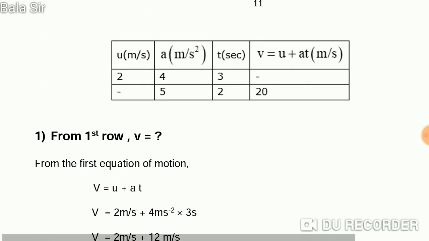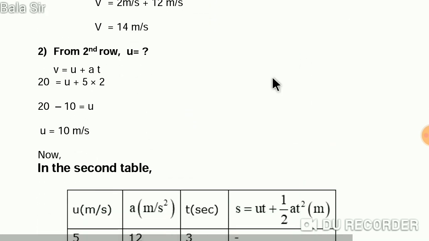Next, your second one, you want to find U. A is given 5, T is 2, V is 20. So V is equal to U plus AT. V is 20 equal to U plus A is 5, T is 2. 5 2s are 10. So U plus 10. So when the 10 comes on the left side, it becomes minus. So 20 minus 10 is U. So U is equal to 10 meter per second.